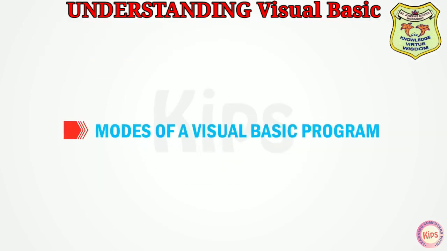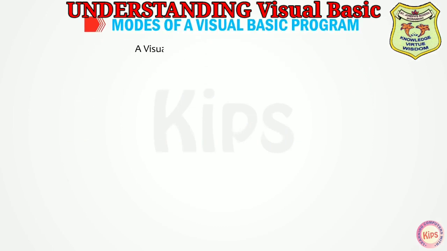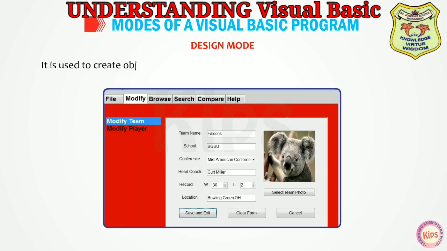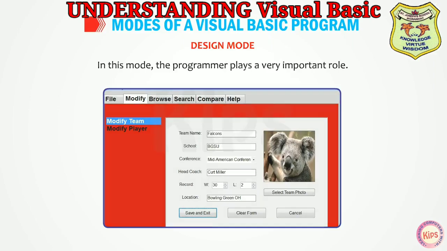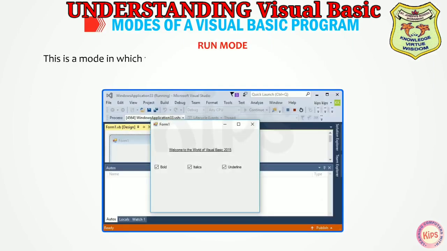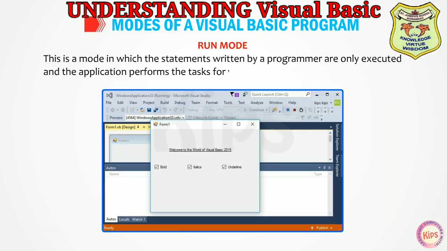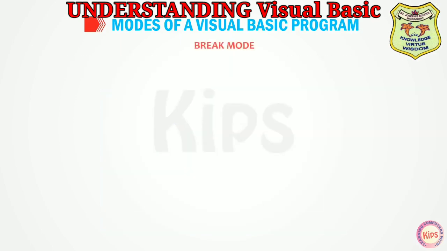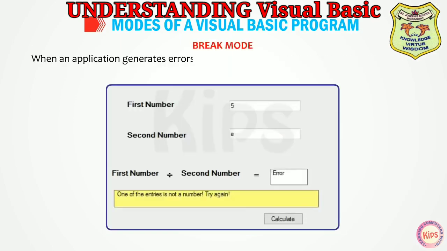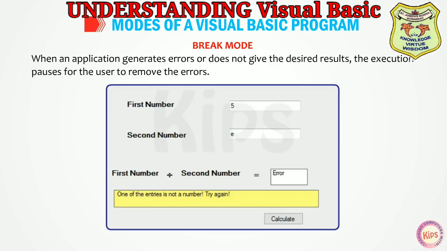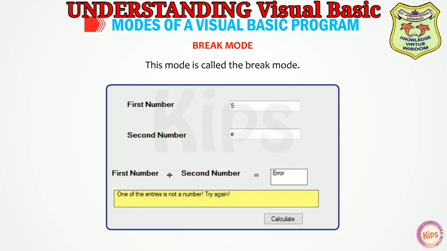Alright, let's now talk about the modes of a Visual Basic program. A Visual Basic program has three modes. Design mode. It is used to create objects and write logical statements for Visual Basic applications. In this mode, the programmer plays a very important role. Run mode. This is a mode in which the statements written by a programmer are only executed and the application performs the task for which it has been designed. Break mode. When an application generates errors or does not give the desired results, the execution pauses for the user to remove the errors. This mode is called the break mode.